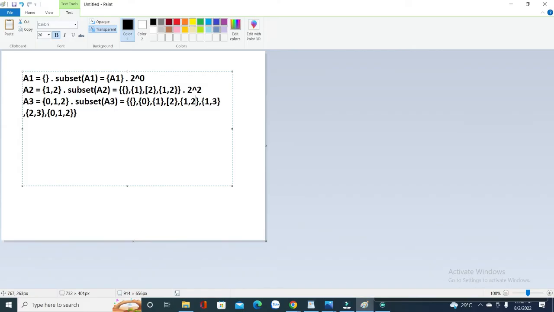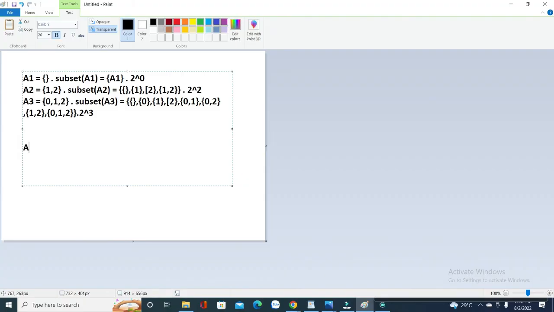I made some mistake here. This is 0 and 1. This is 1 and 0 and 2. 0 and 2. And here we have 1 and 2. Sorry. So here we have 8 subsets: 1, 2, 3, 4, 5, 6, 7, and 8 subsets. So that's actually 2 to the power of 3.